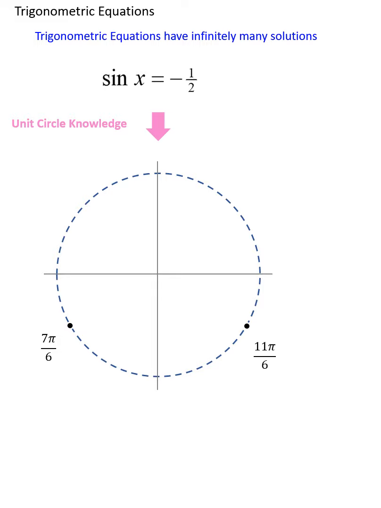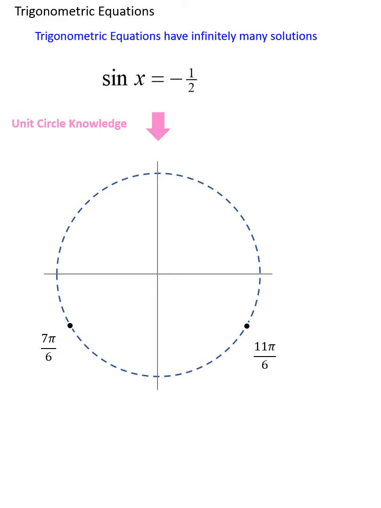After all, the sine of an arc length is the y-coordinate of its terminal point. Look at the bottom of the screen. These 2 points on the unit circle are the only 2 points that have a y-coordinate of a half. And so that's how I figure out it's 7 pi over 6 and 11 pi over 6 being solutions to this problem.